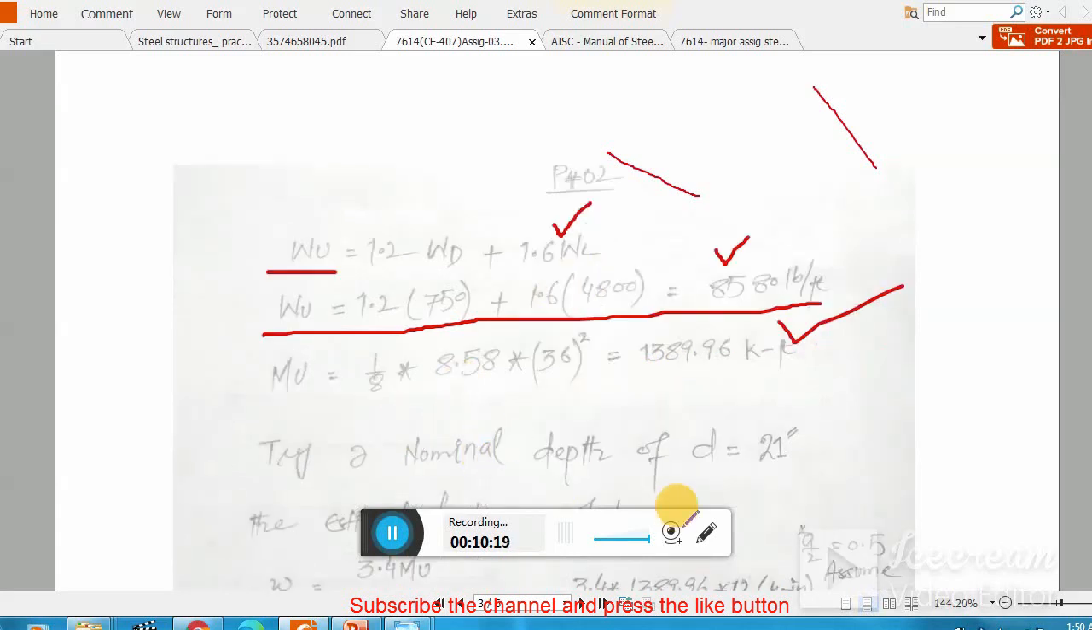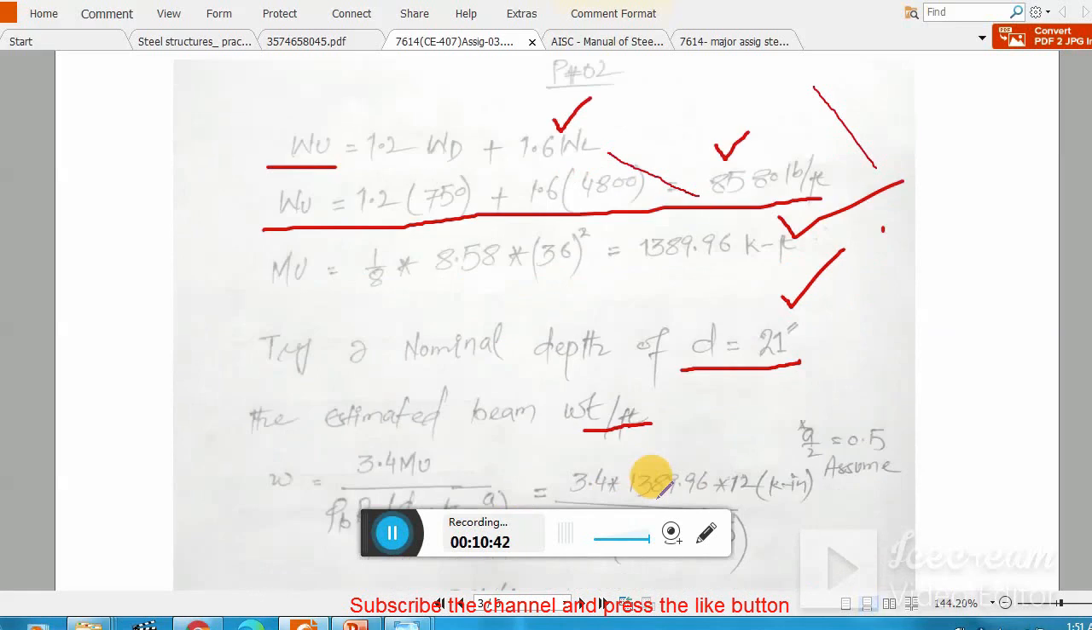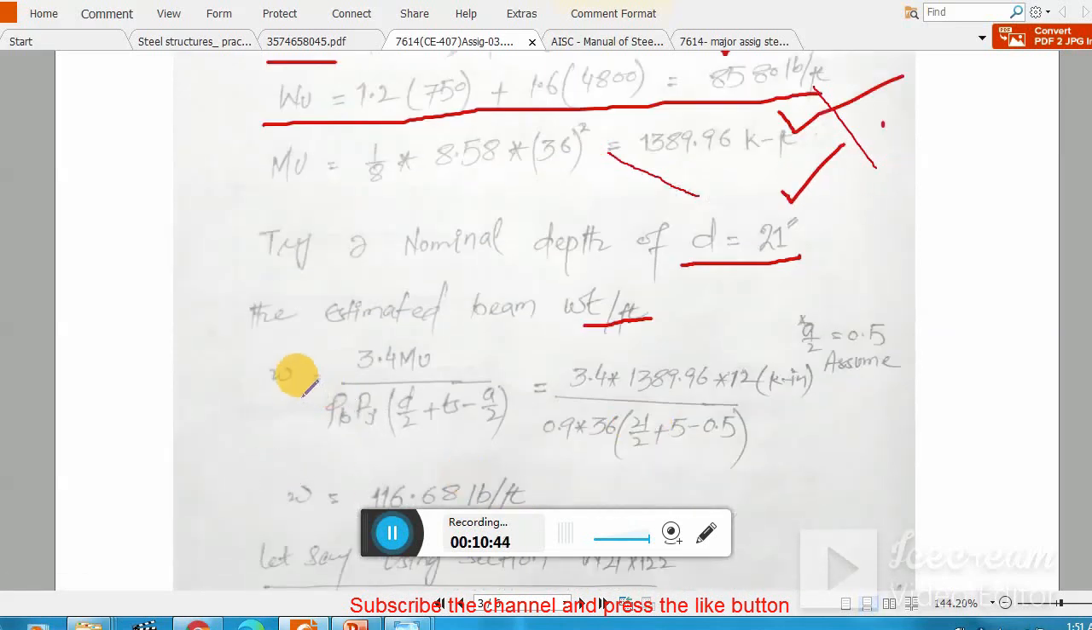Okay, now try a nominal depth of 21 inch. Remember, this is how we can start our design. Basically, we have to assume that we use a 21 inch nominal depth beam, okay. The estimated beam weight per foot. For this, we have a formula, okay, and this is the unit weight of a beam: 3.4 Mu divided by phi b Fy (d/2 + ts - a/2).